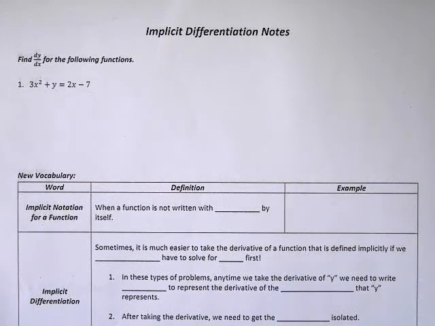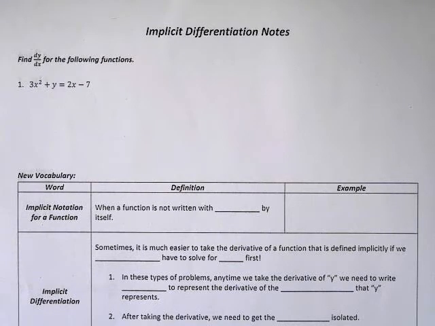Hi everyone. Today we're going to learn a process for finding the derivative of a function called implicit differentiation. Before we jump into it, we're going to revisit our basic method for finding the derivative of a function, and we'll talk about why we need implicit differentiation.